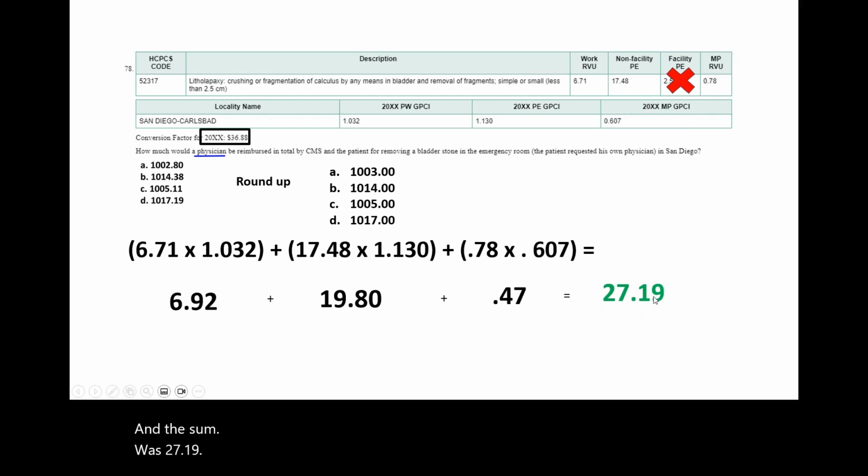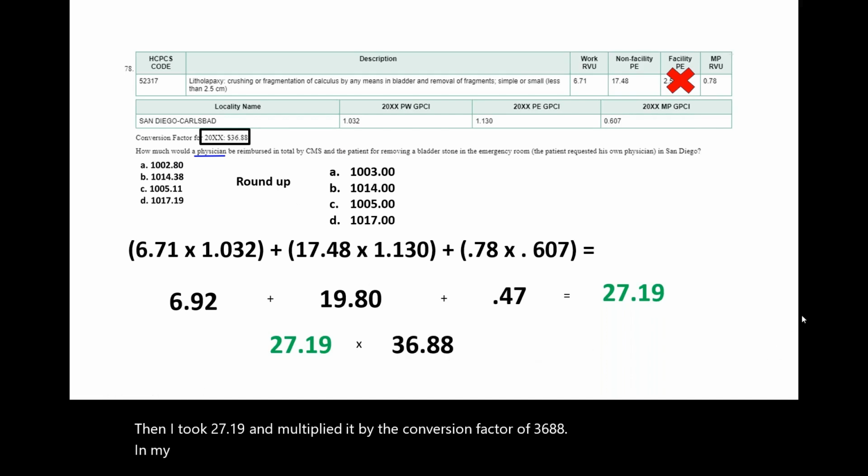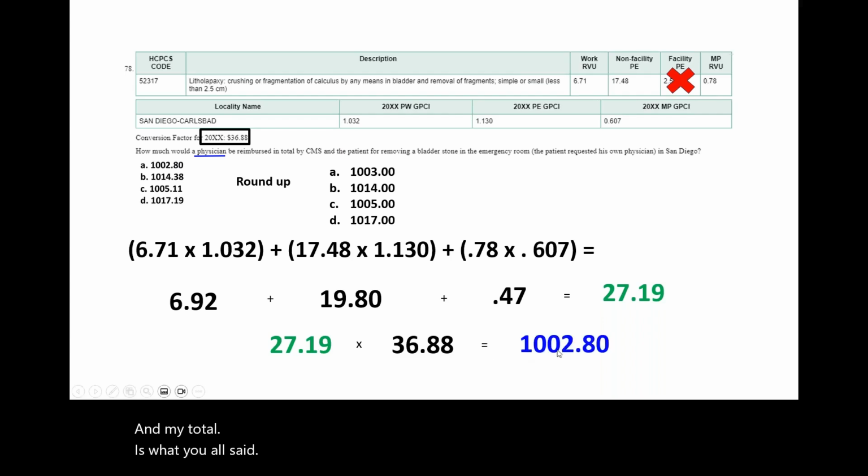I added them, and the sum was 27.19. Then I took 27.19 and multiplied it by the conversion factor of 36.88, and my total is what you all said, $1,002.80. A. And this is the amount the facility will get.